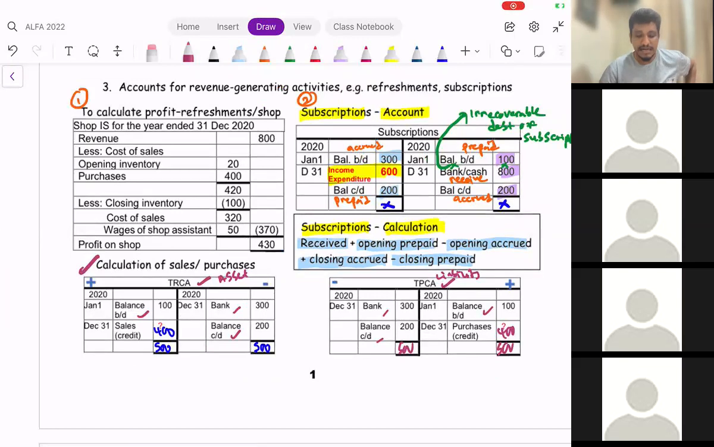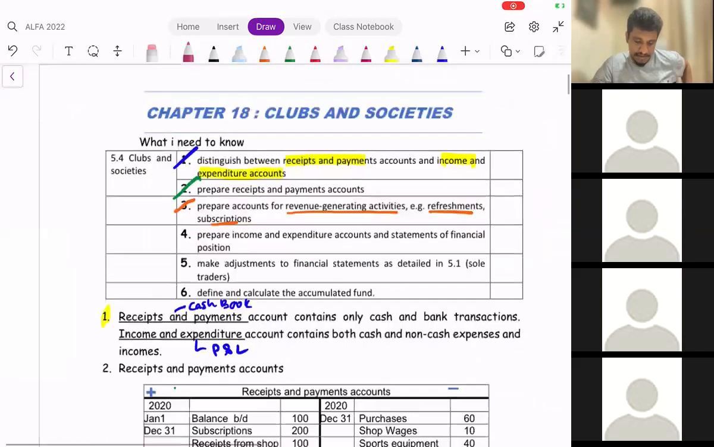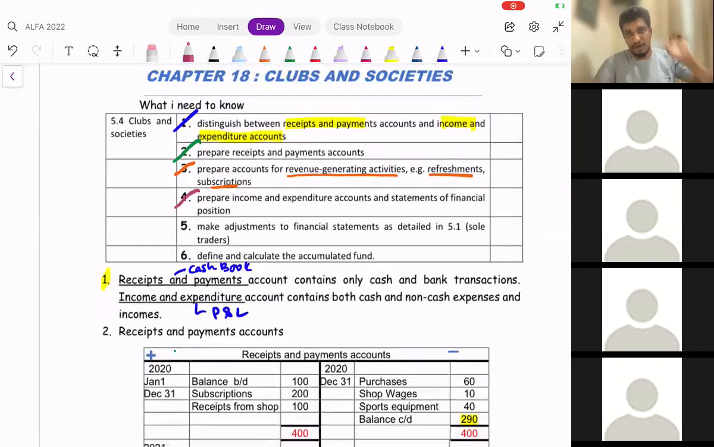So these are the accounts for revenue generating activities such as income statement and subscription. The fourth one is the most important one.